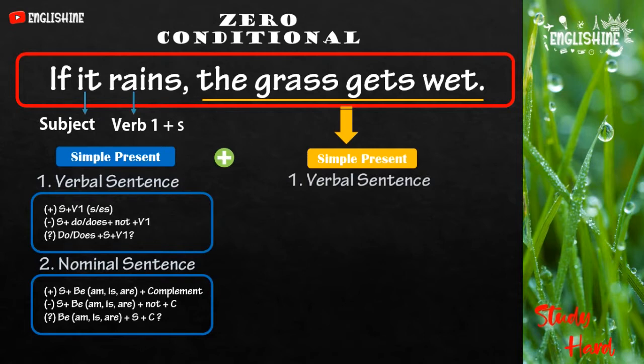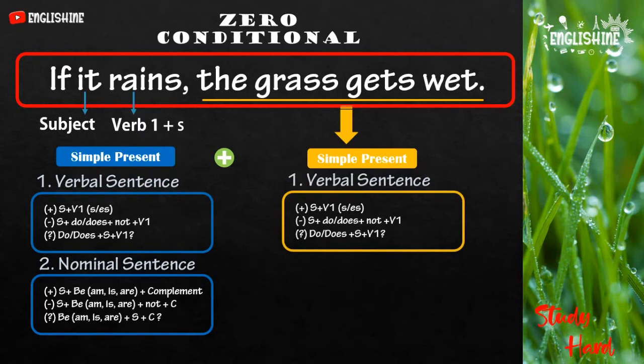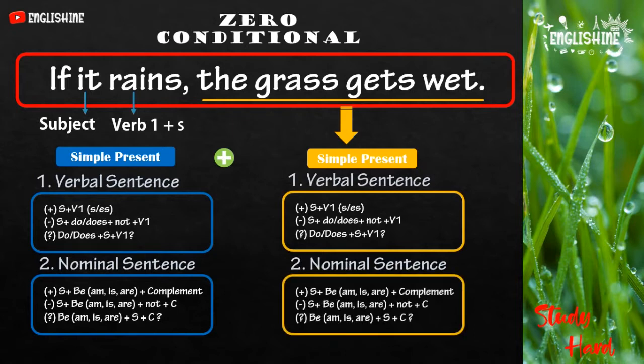First is verbal sentence and formula. Here they are. Second is nominal sentence and formulas. Here they are. Let's analyze it. The grass gets wet is using verbal sentence. The grass is subject and gets is verb plus s.